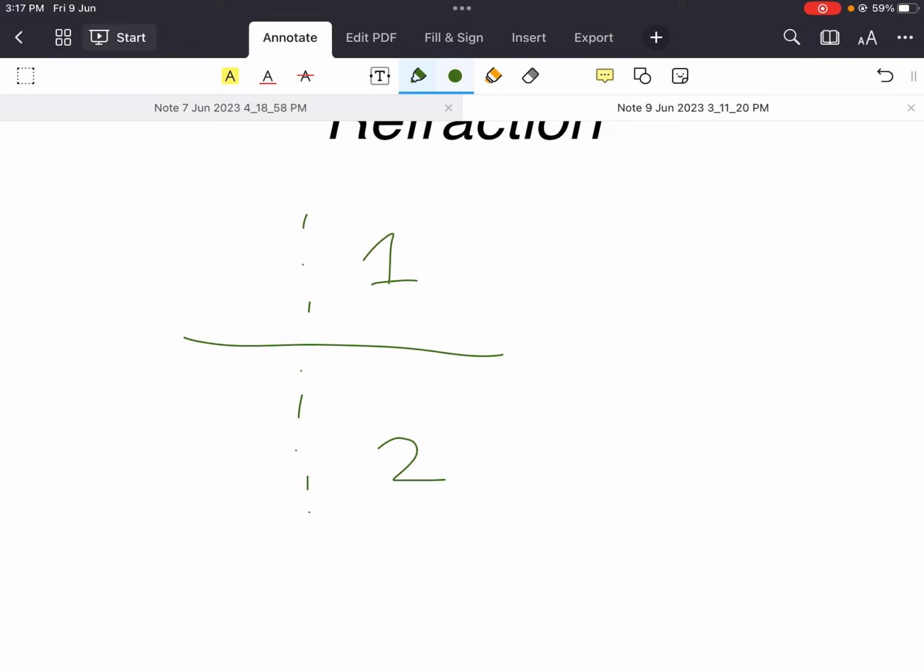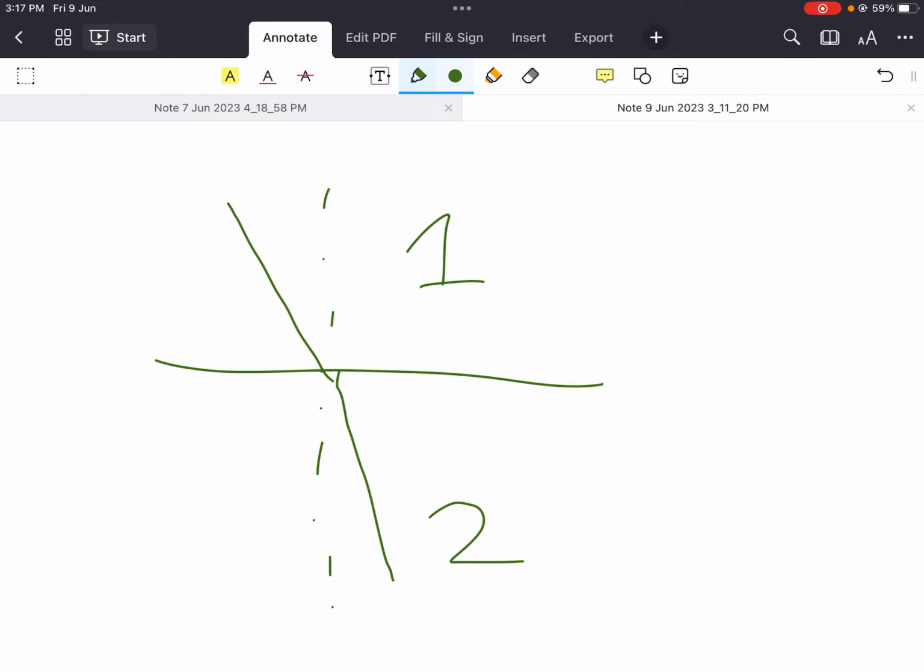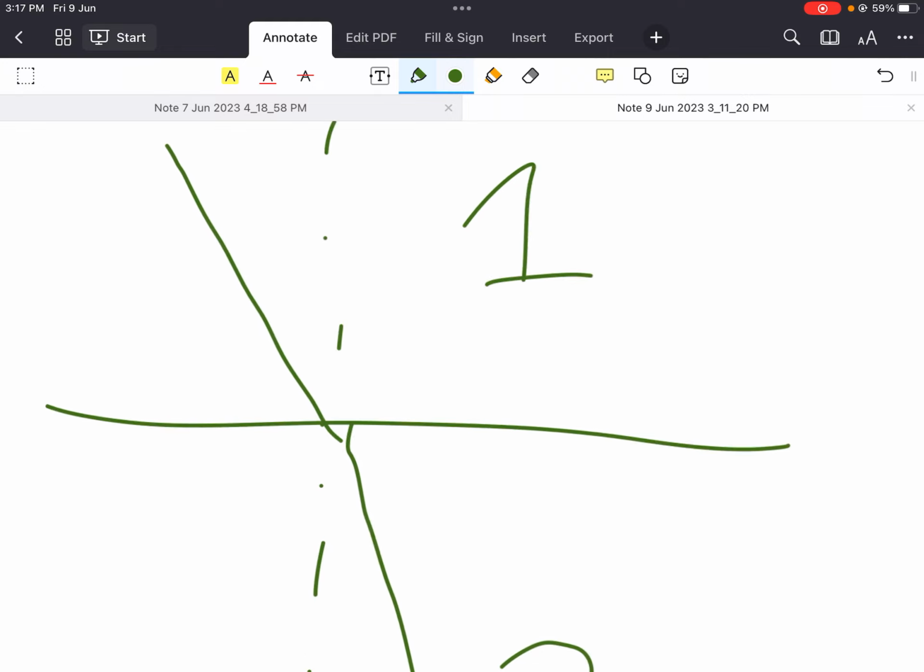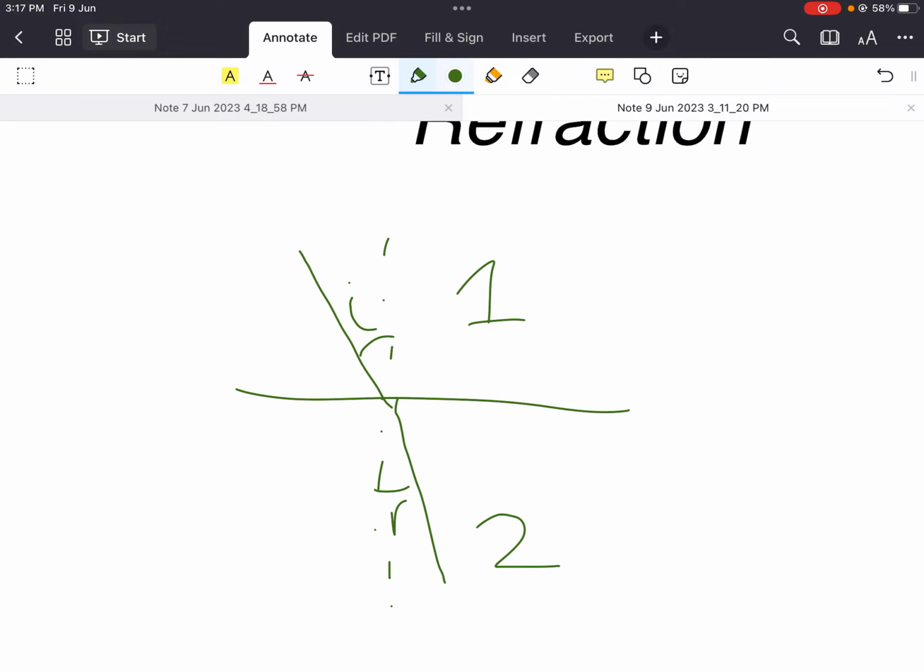Now, let's draw a refracted ray. As you can see, the ray is bending towards the normal, or in other words, it's refracting towards the normal. And this is our angle of incidence, and this is our angle of refraction. And quite obviously, the angle of refraction is less than the angle of incidence, right?